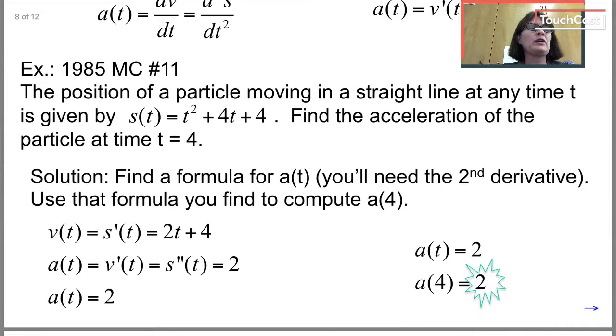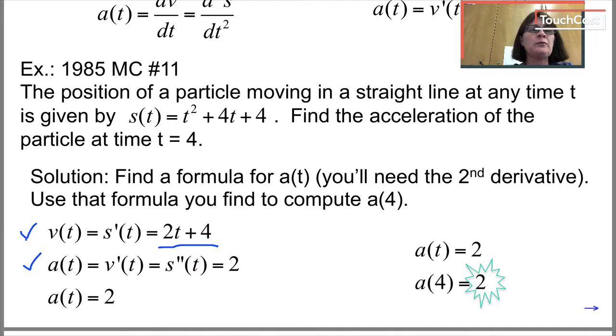We're going to find an expression, a function for a of t, acceleration. We're going to use that to find a of 4. So you can see my work here. v of t is s prime of t. I'm going to find that using the sum and difference rule and also the power rule, so the 2 comes down to the front. So first I have to start by finding v of t. Once I find v of t, I can find v prime of t, which is another name for acceleration.